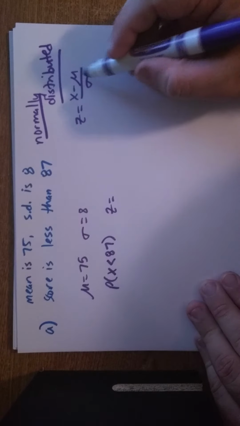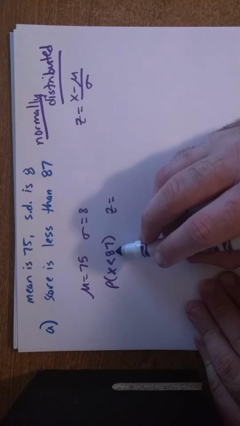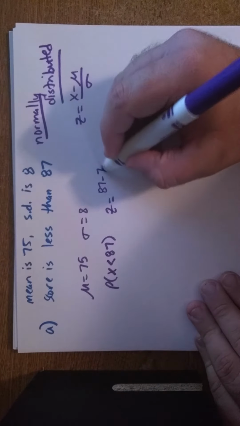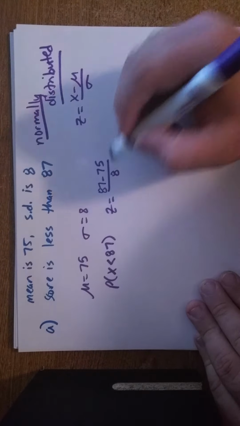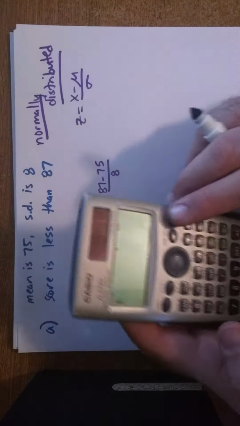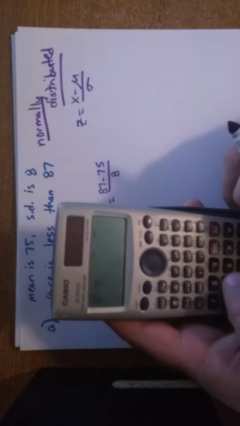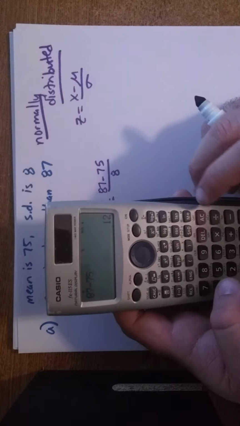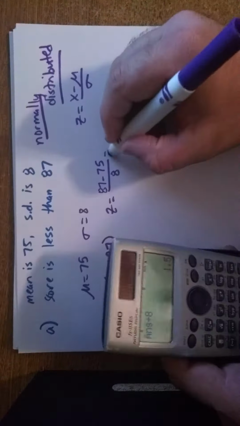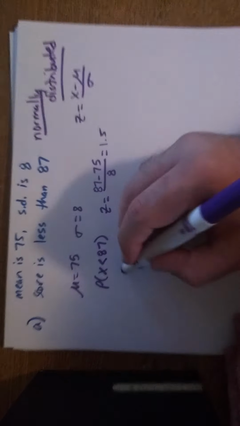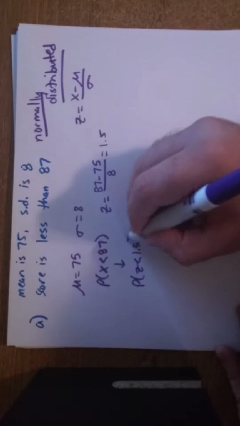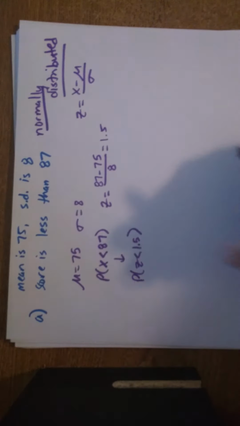We're going to plug in x, mu, and sigma. We know all three of those. x is 87, minus the mean, which is 75, divided by the standard deviation, which is 8. We're going to get out our handy-dandy calculator. 87 minus 75 is 12. Divided by 8 is 3 halves, or let's actually say 1.5. So what happens is this converts into P of z is less than 1.5. So this is what we're really trying to find.